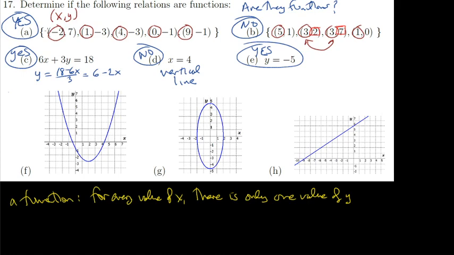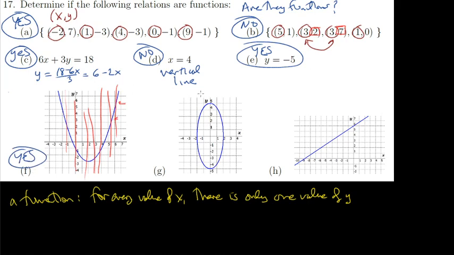So part F, they give us the graph. And I guess for the graph, let's do the vertical line test. For these vertical lines, do any of these vertical lines cross more than once? Nope, just once for each. So this is definitely a yes. It is a function. What about G?